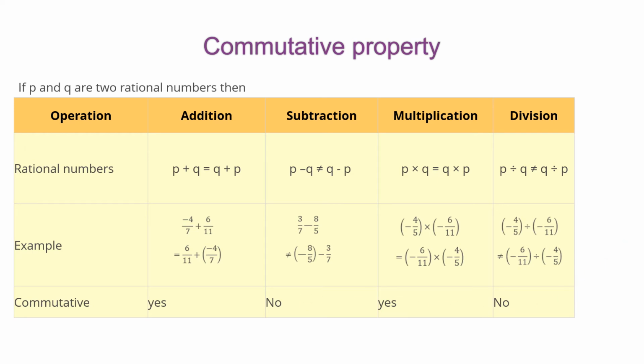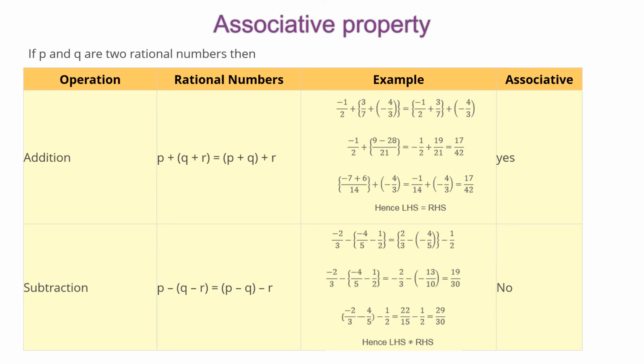Now see the next, the associative property. First of all, we will discuss what the associative property is. If we have three or more integers, say three integers, and we change their grouping, for example, here we add Q and R, then add it to P, or first we add P and Q, then add it to R. If the result is the same, then yes, the associative property is there. If the result is not the same, then for that particular operation, the associative property is not there.